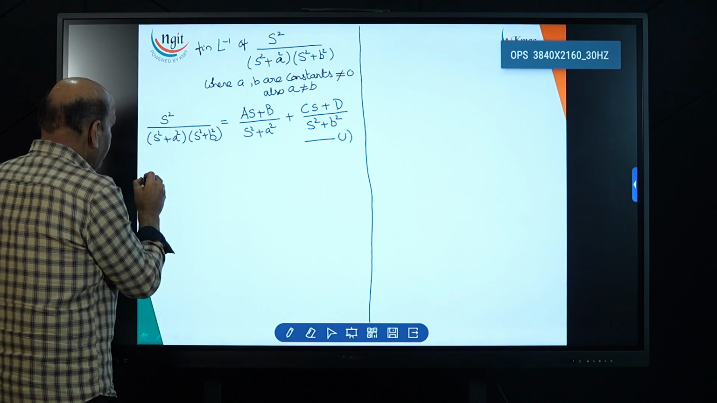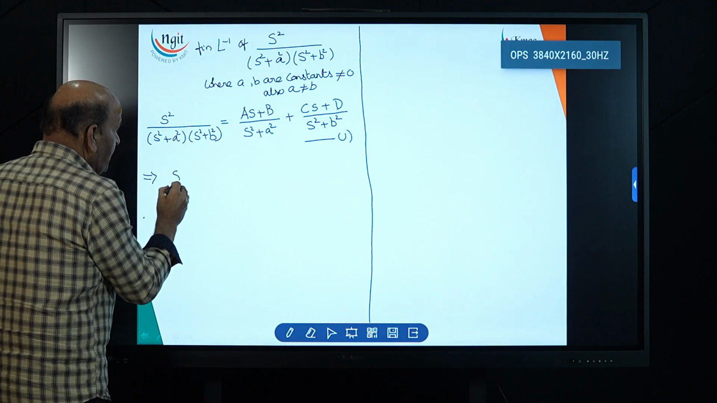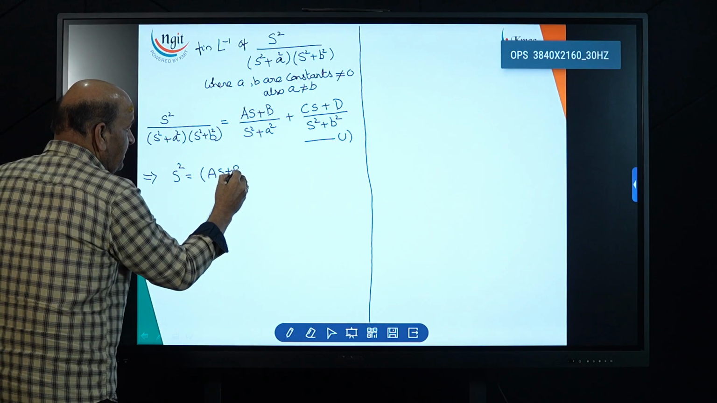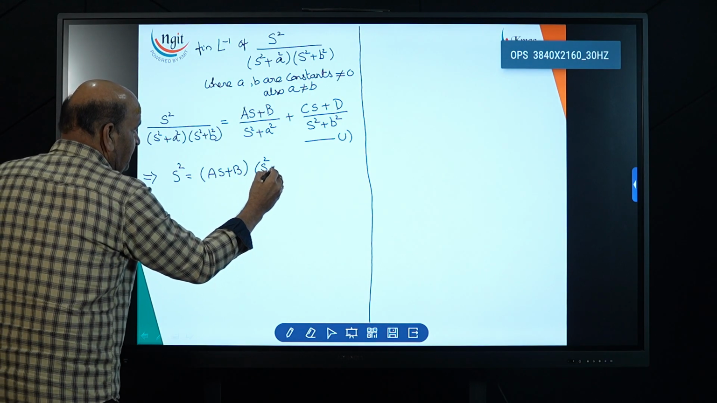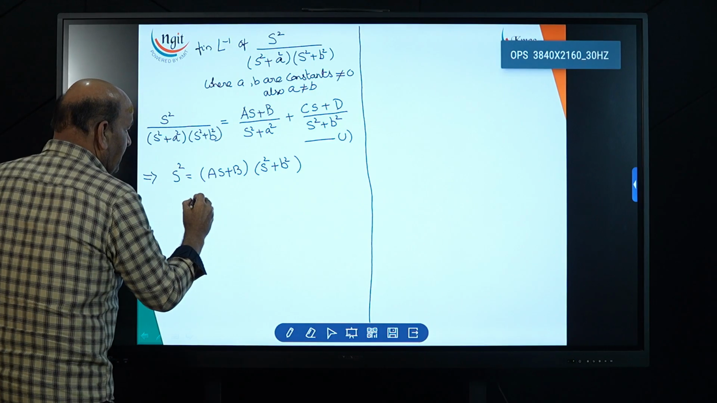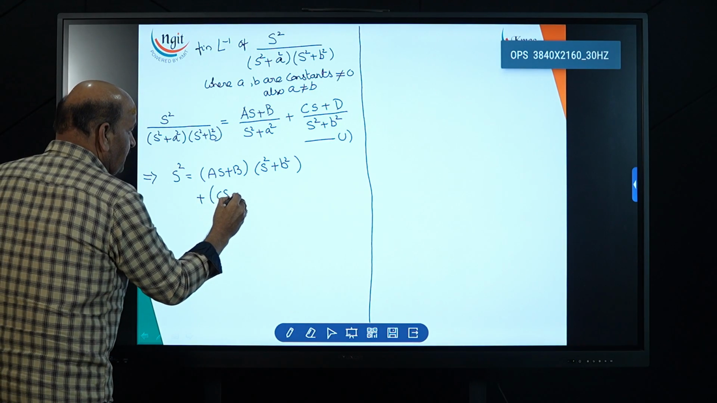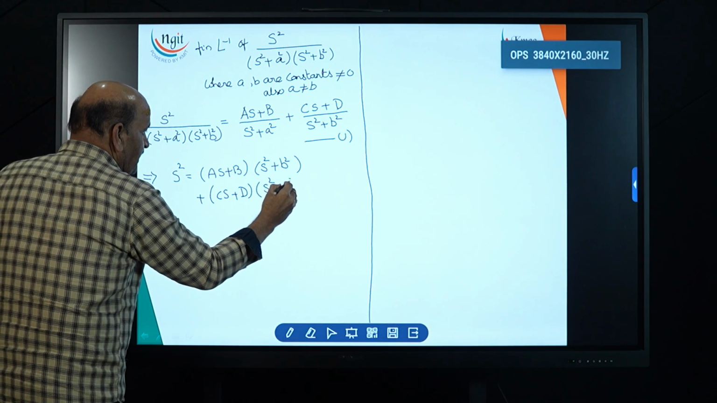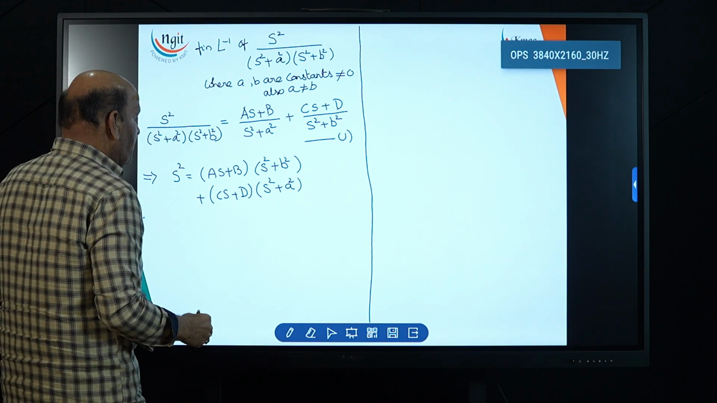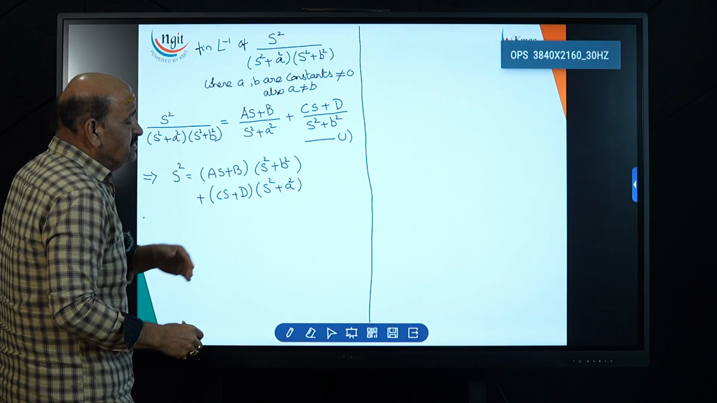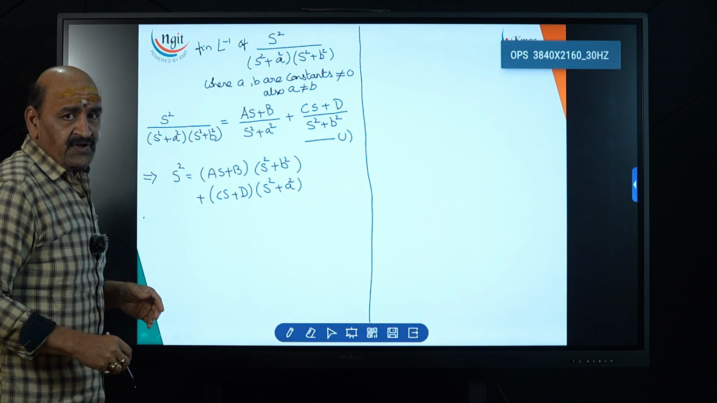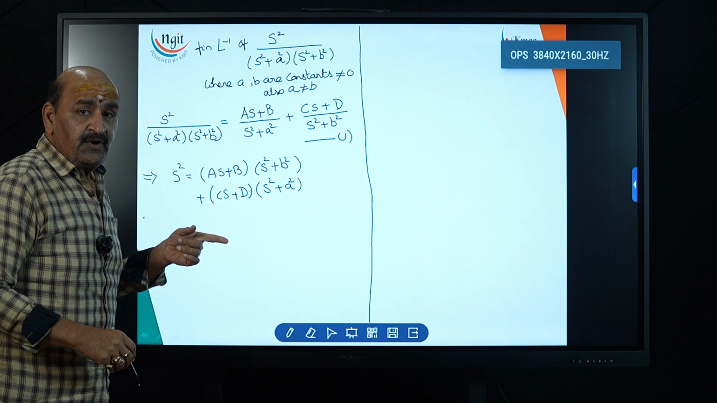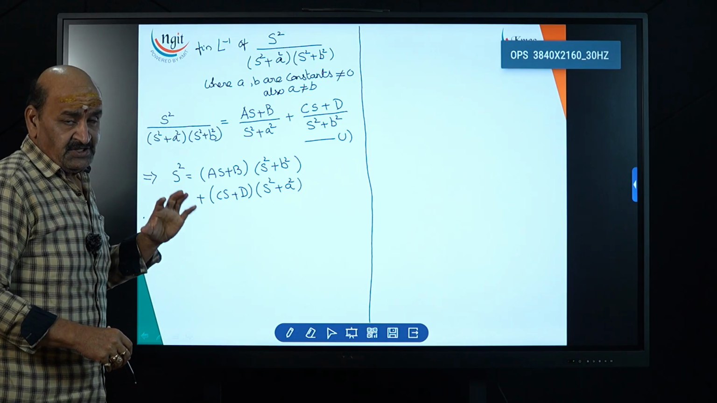Next, find the LCM of the entire expression. That equals (as plus b) into (s square plus b square) plus (cs plus d) into (s square plus a square). Now you have to make it like that. After that, how many constants are here? 4 constants are here: a, b, c, d. For 4 constants we have to make 4 equations to solve them.